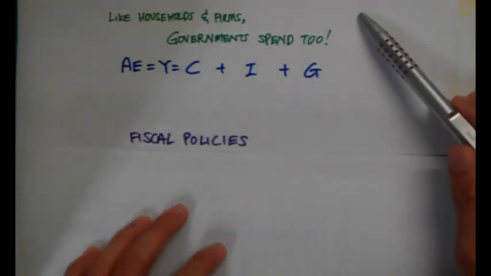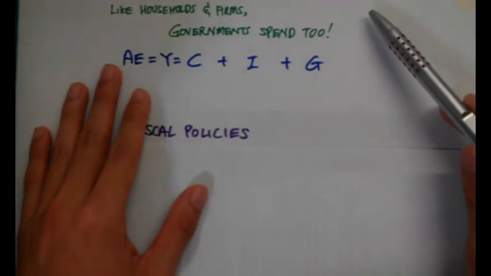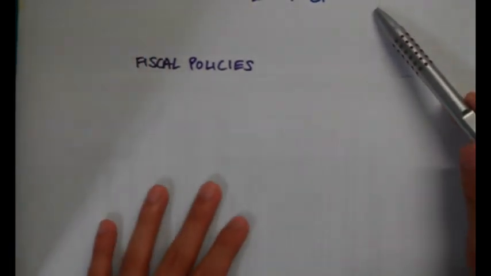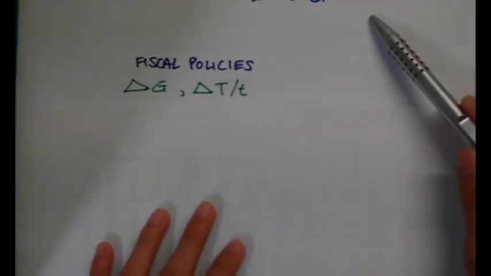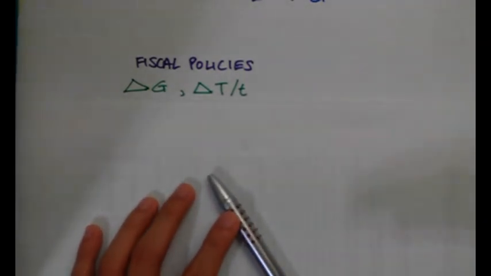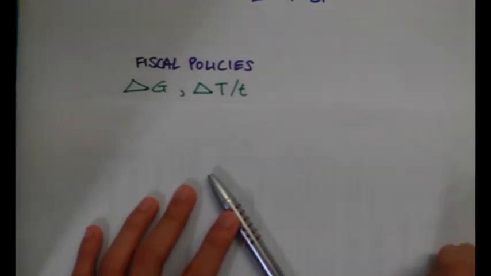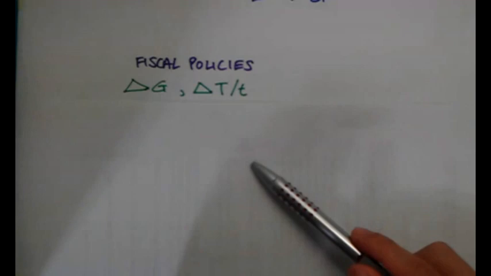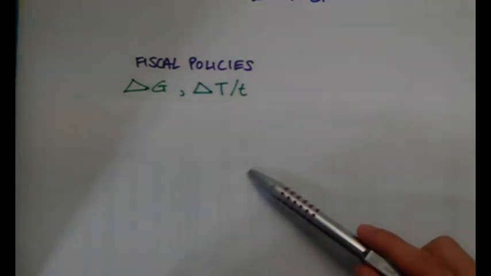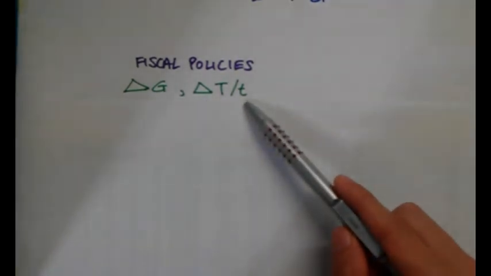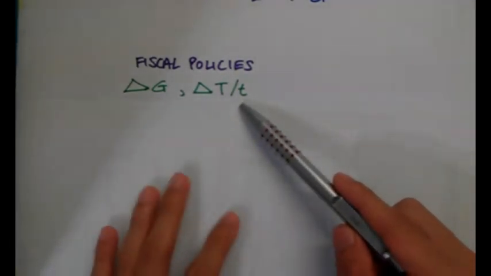When the government spends, it is considered to be implementing some sort of fiscal policy. Fiscal policies can be either a change in government spending or a change in taxes. Why is a change in tax a fiscal policy? Because the government imposes a tax. So when the government changes a tax, it is considered a government initiative. That is why a change in tax, whether it is lump sum or proportional tax, is a fiscal policy.